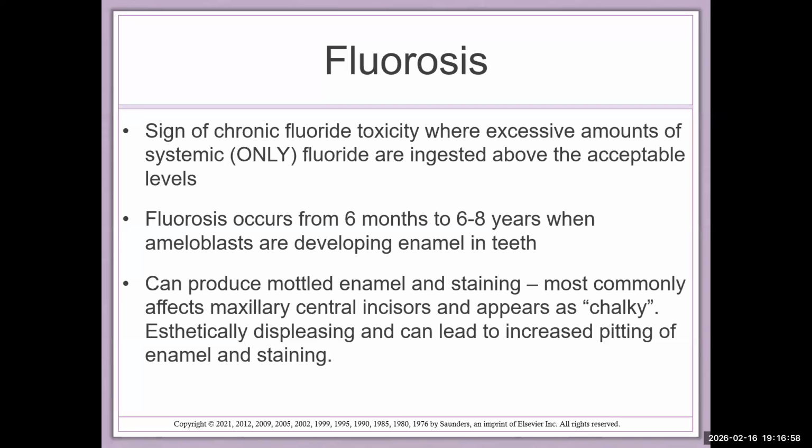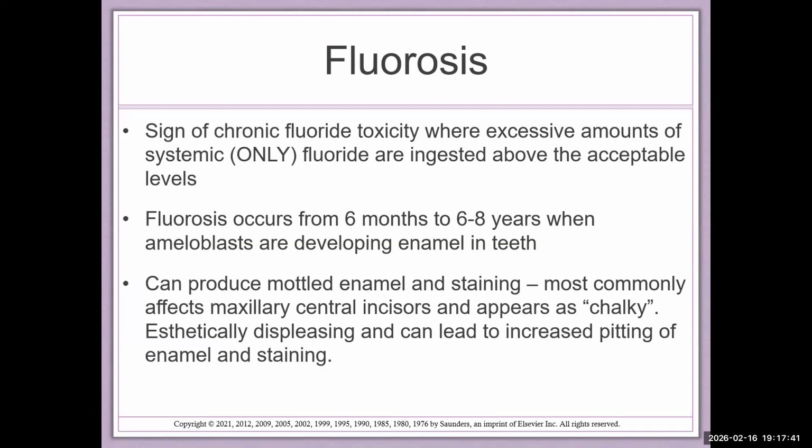Then, unfortunately, too much fluoride, you can get what's called fluorosis. That's a sign of some sort of toxicity that's occurring where you just ingested too much fluoride above the acceptable levels. So fluorosis occurs from 6 months to 6 to 8 years old when ameloblasts are developing enamel in the teeth. So go back to your DNA 108 or your dental science course, and you'll remember the ameloblasts, right? They're responsible for enamel. So when the ameloblasts are developing, if you're getting too much fluoride, fluorosis can occur during that time frame.